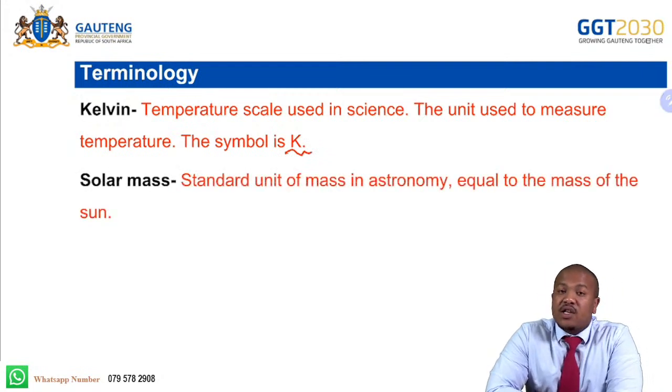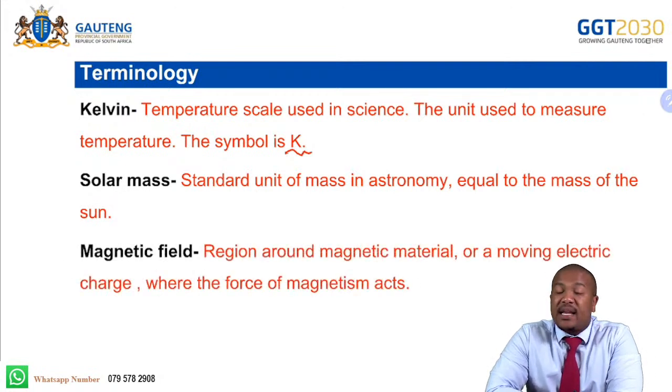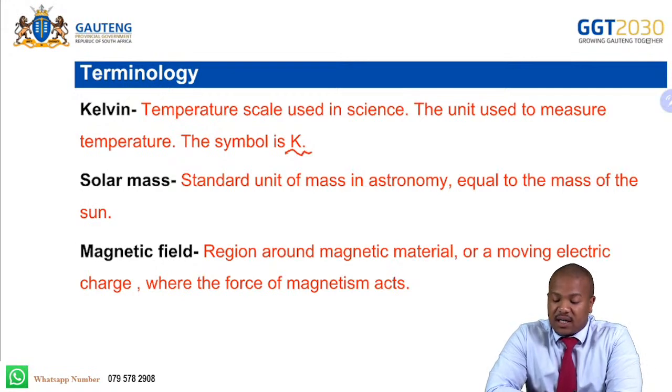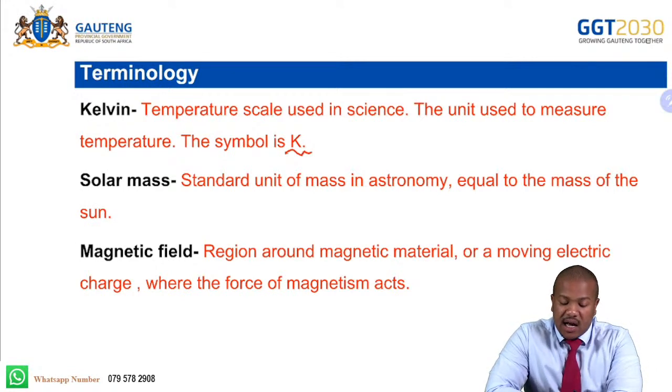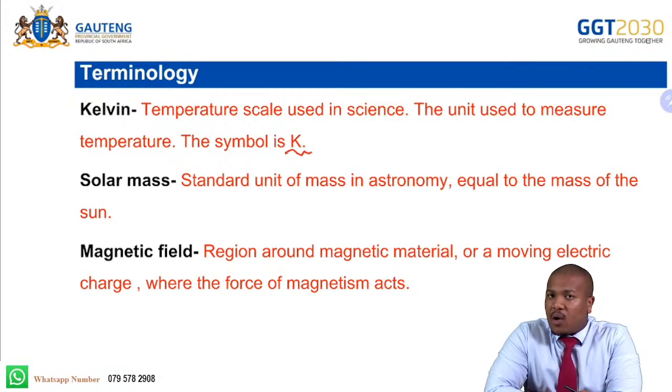We also have solar mass, and solar mass is the standard unit of mass in astronomy, equal to the mass of the sun. Then the last one is magnetic field, which is the region around a magnetic material or a moving electric charge where the force of magnetism acts. That's all for our terminology.